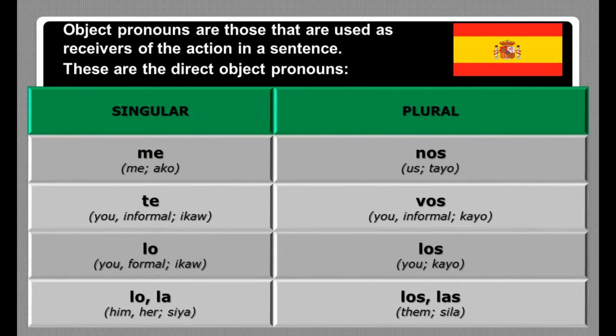Plural forms are nos, for us or tayo. Vos, for you informal, kayo. Los, for you, kayo. Los or las, for them or sila, depending on the gender.